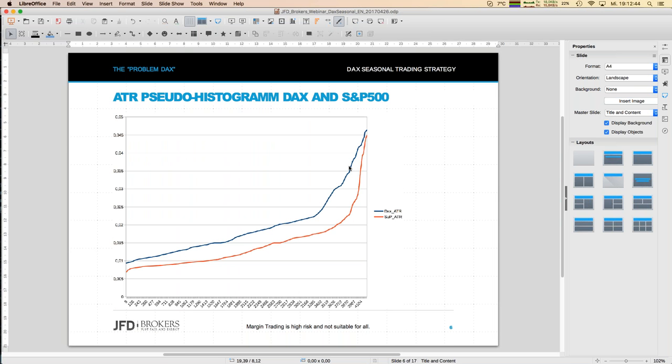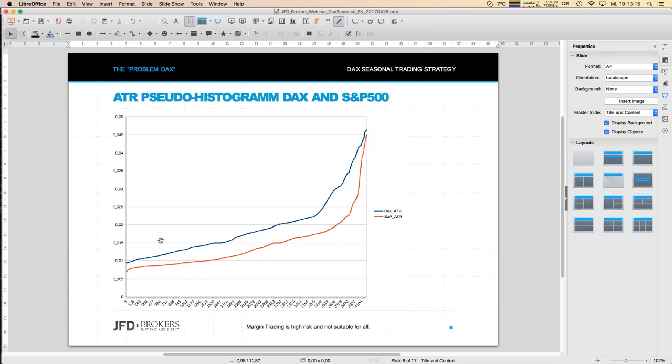And doing that kind of analysis, I can create a chart like this. Let me explain a little bit what it means if I talk about a so-called pseudo histogram. Histograms, I'm sure you know. Histograms normally show you how many pieces are within a certain interval. In this case, I have done something similar, but a little bit more straightforward.